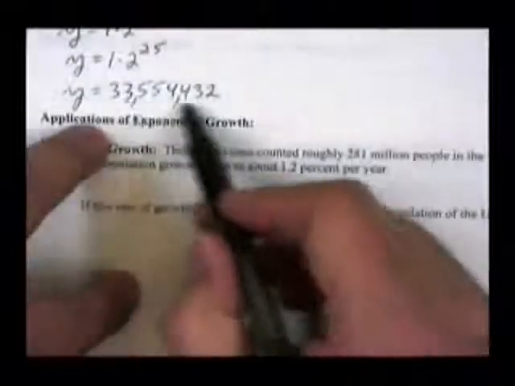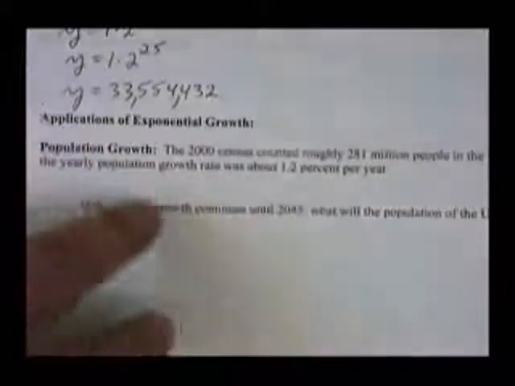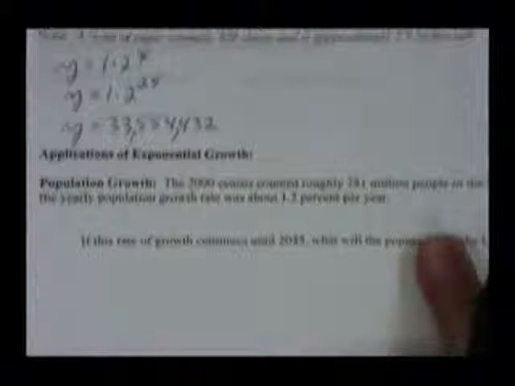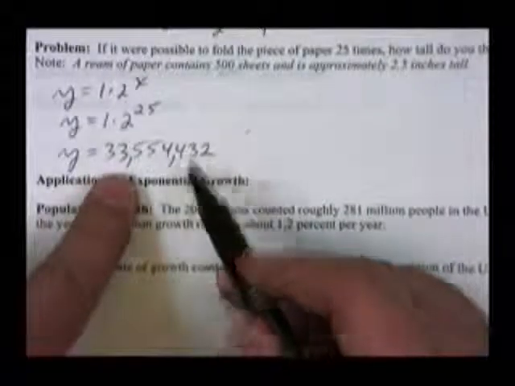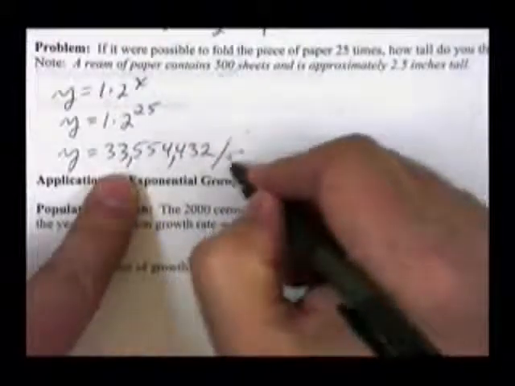Alrighty. Now, if we think that each of these spaces is basically the thickness of a piece of paper, then I want to find out how many reams of paper that would be. So each ream contains 500 sheets. If I divide this by 500, I should get how many reams tall that is. So I'm going to take this and divide it by 500.